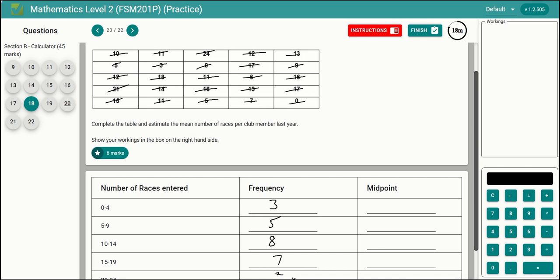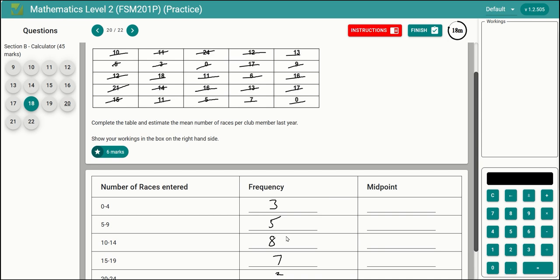Now unfortunately if I scroll down, the numbers don't follow, so I'm just going to have to leave it as it is, a bit bunched up down the bottom there. Now what we're going to do, since it's an estimated mean, we need to work out the midpoint of this 0 to 4, 5 to 9. So the midpoint of 0 to 4 is 2, 5 to 9 is 7, 10 to 14 is 12, 17, 22.